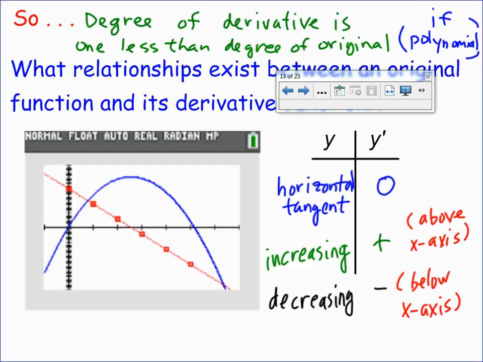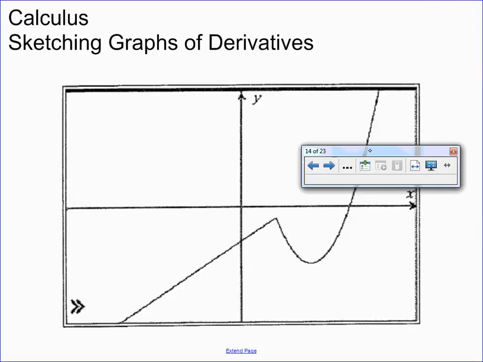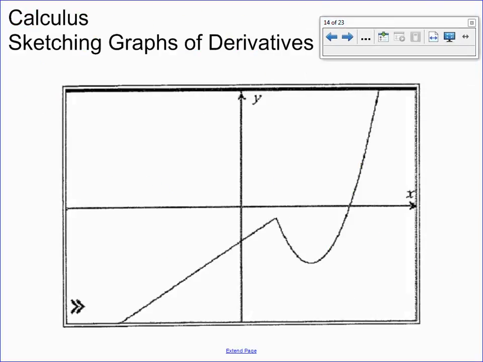Awesome. Let's go ahead and apply our relationships and connections that we developed now to make pictures. So we're going to sketch derivatives as functions now, and we can always think back to, right, our y prime is a number that measures the instantaneous rate of change of my original, the slope of the original. So let's go ahead and find our sketching graphs of derivatives.